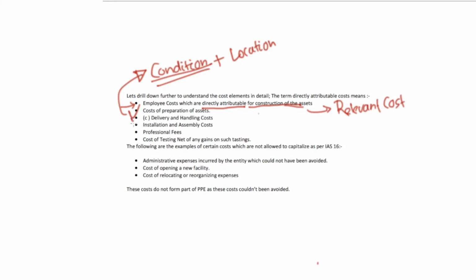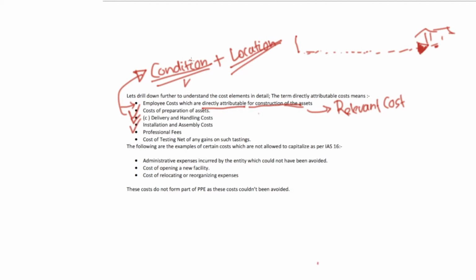The third point is the delivery and handling costs. Delivery cost will fall under the category of location. Suppose I want the asset to be utilized here. So all the costs that the entity has incurred from the factory gate or from the manufacturer to the intended user are capitalized. The fourth part is the installation and assembly cost. All the costs related to installation will also fall under the category of condition.